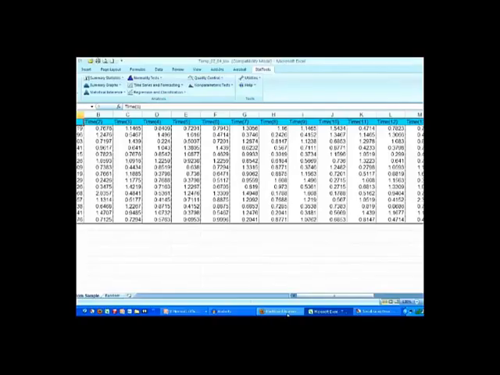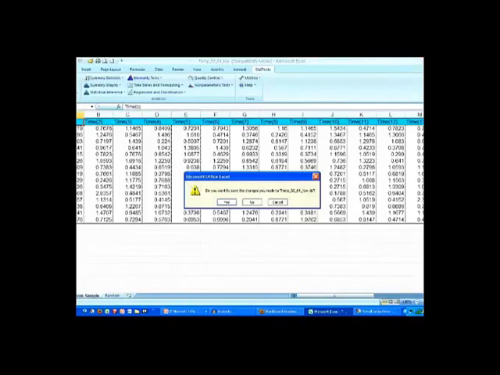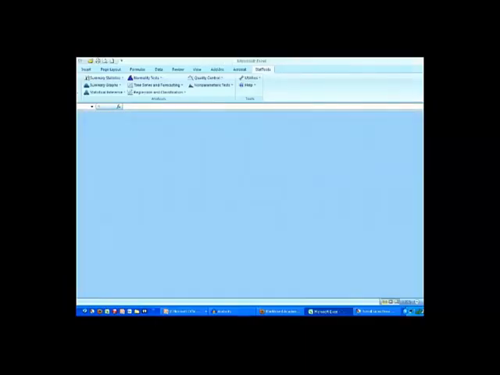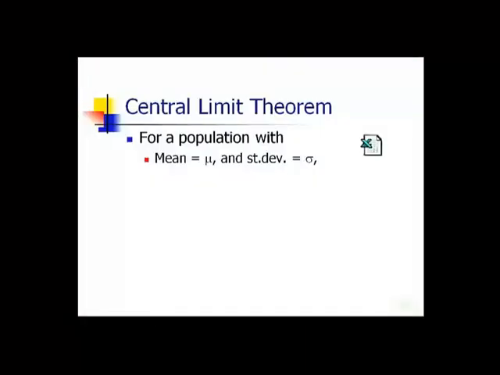So I've gone ahead on another spreadsheet and I've generated quite a few more samples, as we'll see. So I'm going to close this file and hop over to another file to complete that demonstration. But what it's going to lead us to is some information about what the central limit theorem tells us.